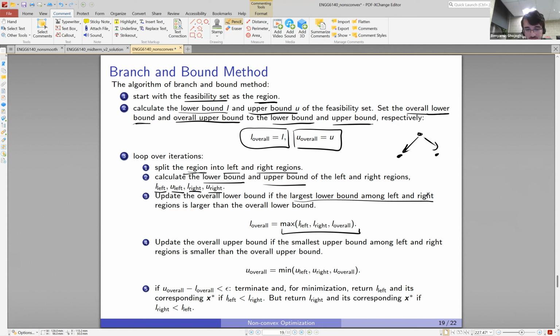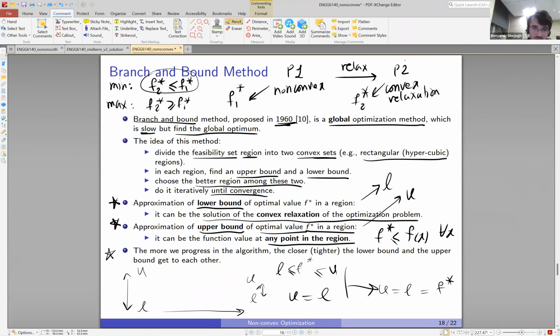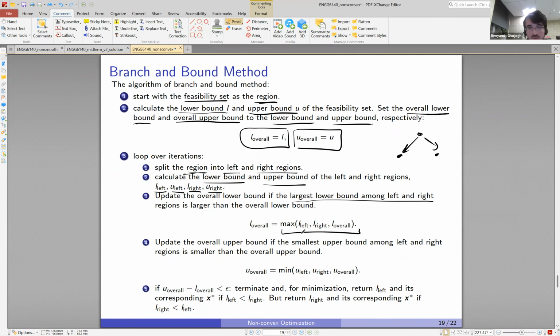Why? Because do you remember we want the range between the lower bound and upper bound to be tight. It means that for a tighter range, we want a larger L and a smaller U. We want a larger lower bound and a smaller upper bound to make it tighter. Therefore, I like the lower bound to be larger. So when I'm comparing the lower bounds of the left region and right region, I take the largest one. And then I also compare it again to the overall lower bound, and again I take the largest one. So in simple words, I take the largest among L left, L right, and L overall.